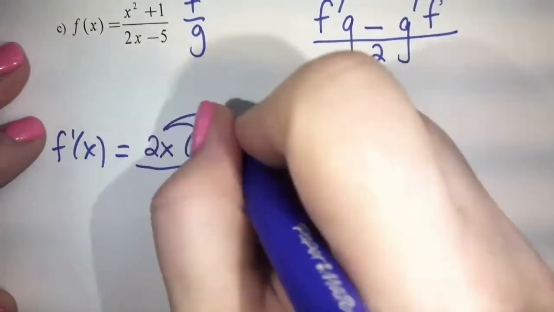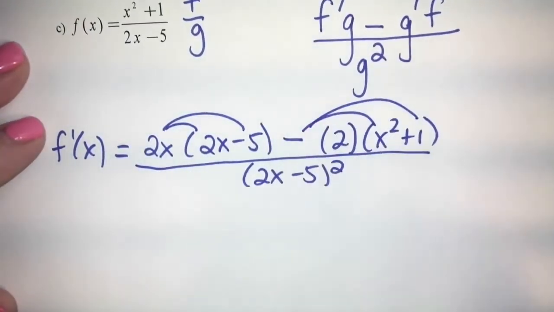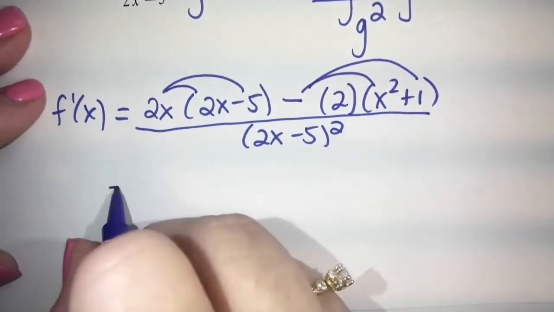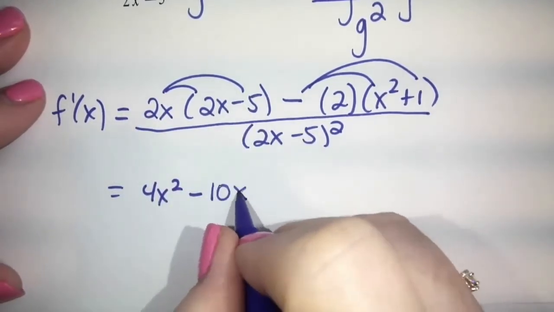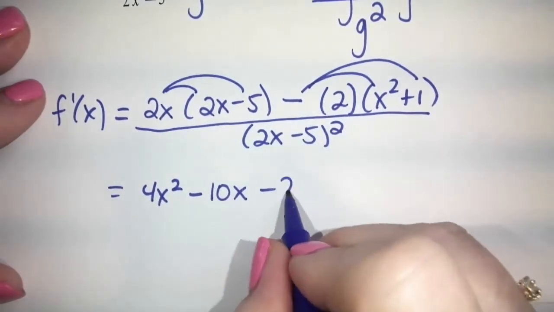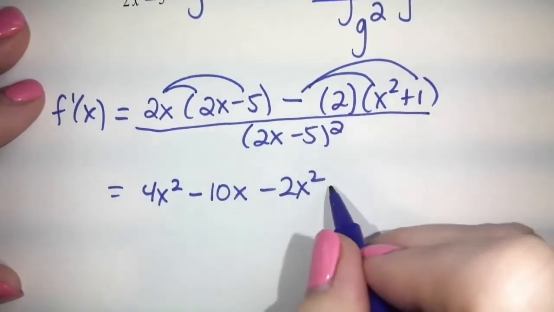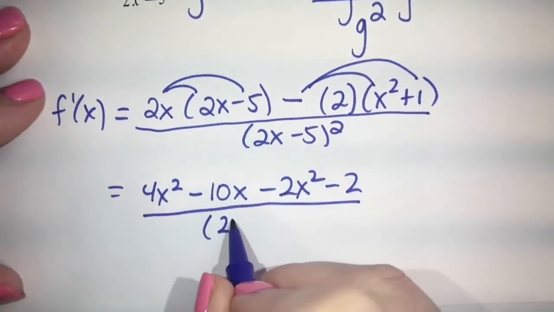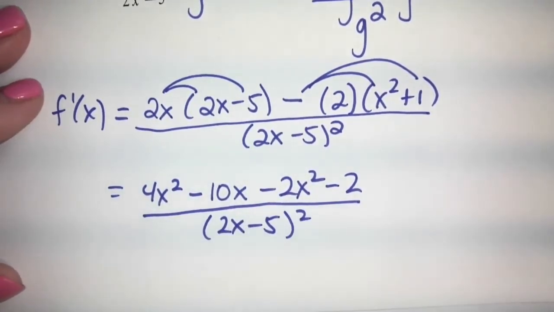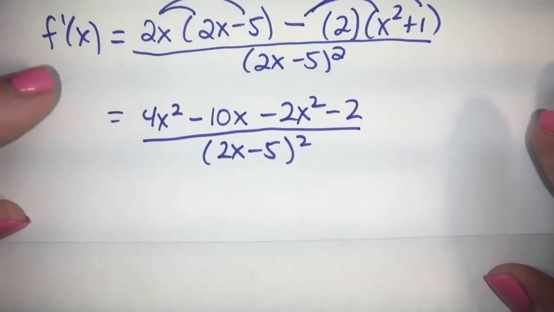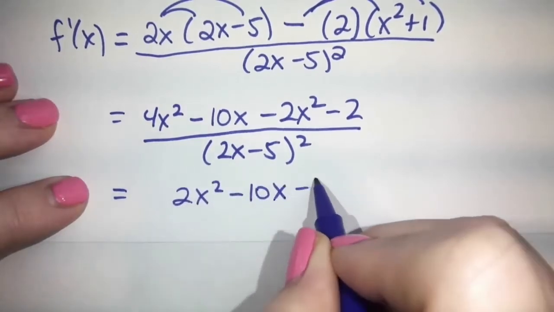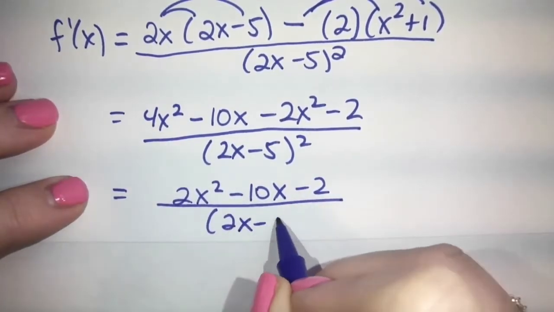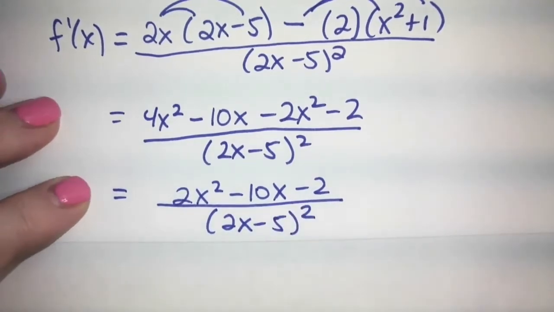So if we multiply this out, let's see what we get on the top here. Make sure you do this as negative 2 times x squared plus 1. So 2x times 2x, so 4x squared, minus 2x times negative 5 is a minus 10x. Negative 2 times x squared is minus 2x squared, and negative 2 times 1 is negative 2. All over 2x minus 5 squared. And if we collect our like terms there, we've got 4x squared minus 2x squared, so that'd be 2x squared minus 10x minus 2, all over the same denominator, 2x minus 5 all squared.